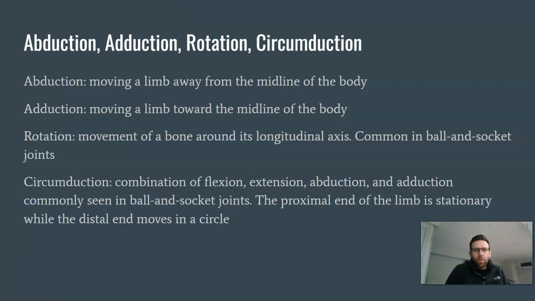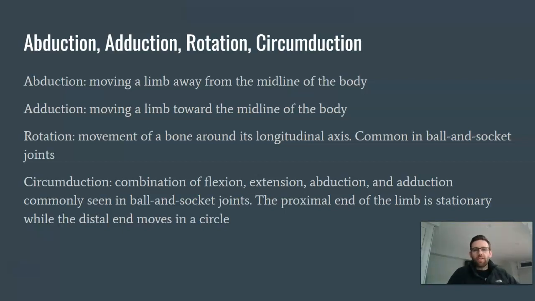Rotation is movement of a bone around its longitudinal axis, common in ball and socket joints. And then finally, circumduction is really just a fancy name of moving something in a circle. So I'll read the definition for you. Combination of flexion, extension, abduction, and adduction, commonly seen in ball and socket joints, like your shoulder or your hip. The proximal end of the limb is stationary, while the distal end moves in a circle. So remember, proximal means closer to the center of your body, and distal means further away. If we're talking about your leg, distal would be where your foot is, and proximal is where your hip is.